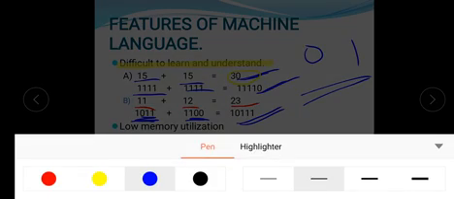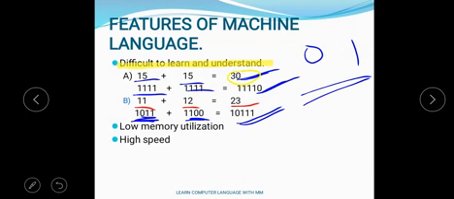Second, it is low memory utilization. Machine language utilizes very little space in the memory and has very high speed.